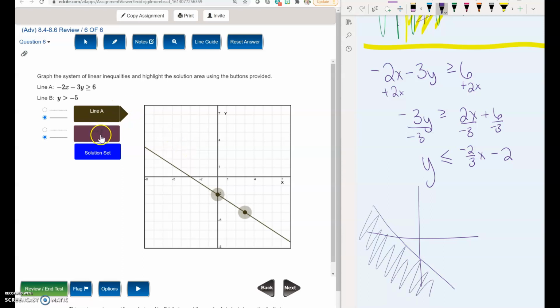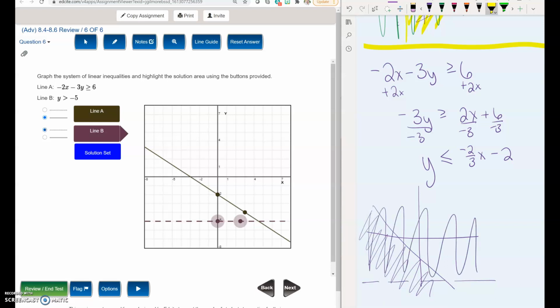All right, now line B is a horizontal line. Y is greater than negative 5 is a horizontal line at -5. And check those numbers to make sure that you're actually at -5. Maybe count the boxes if you need to. Remember, the other point, it doesn't matter where the other point is. In fact, it doesn't matter where the first point is, as long as you have a horizontal line at -5. I just like to put the point right on -5. So this one is going to be a dashed line. And I would sketch this in on my paper. Greater than means we would shade up.